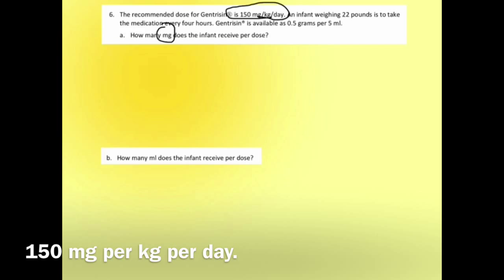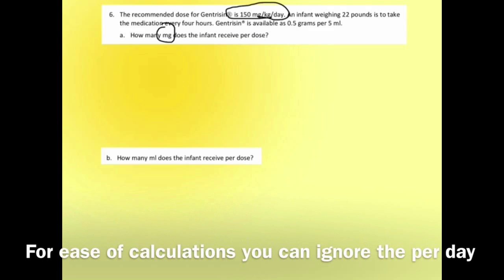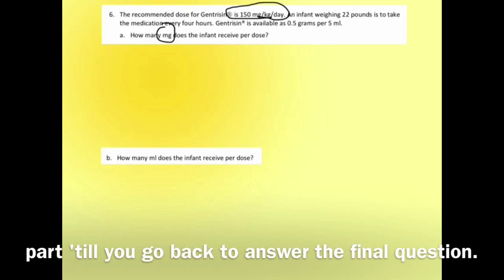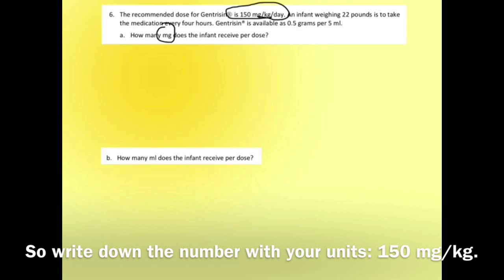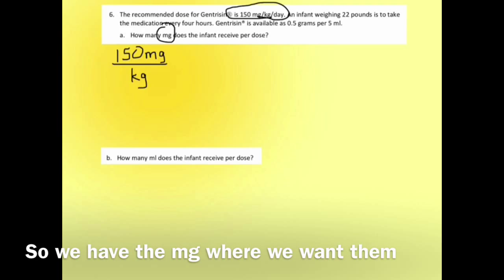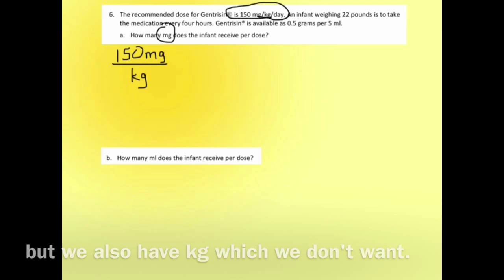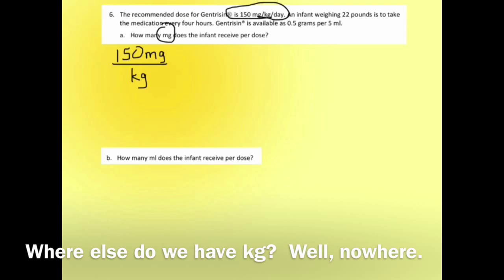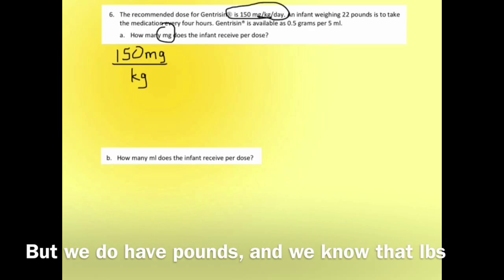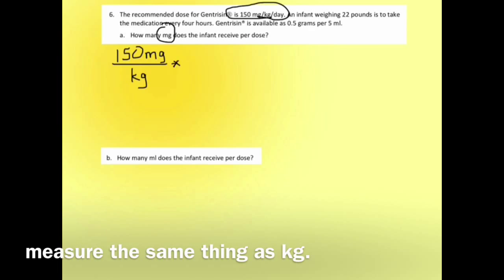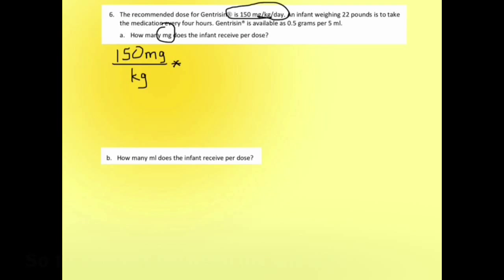150 milligrams per kilogram per day. For ease of calculations, you can ignore the per day part till you go back to answer the final question. So write down the number with your units, 150 milligrams per kilogram. So we have the milligrams where we want them, but we also have kilograms which we don't want. Where do we have kilograms? Well, nowhere. But we do have pounds, and we know that pounds measure the same thing as kilograms.